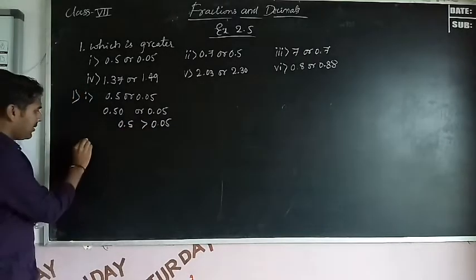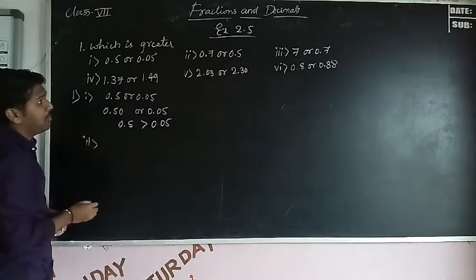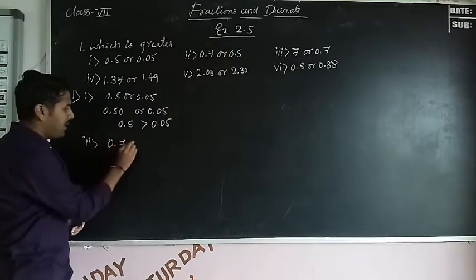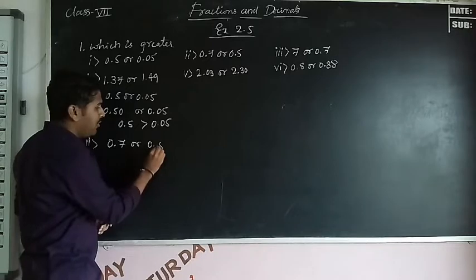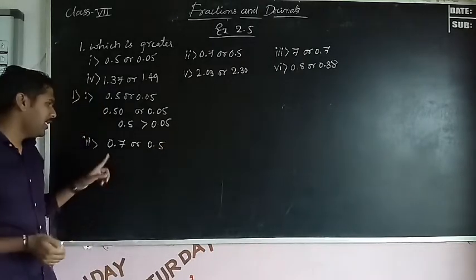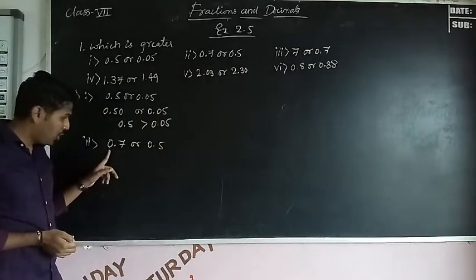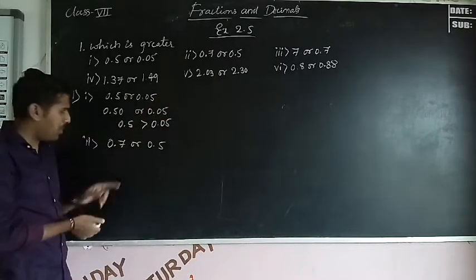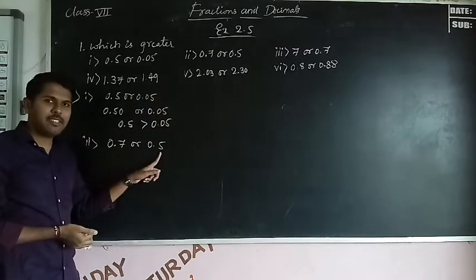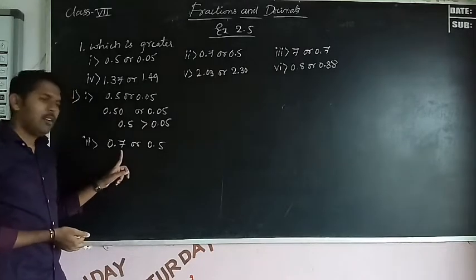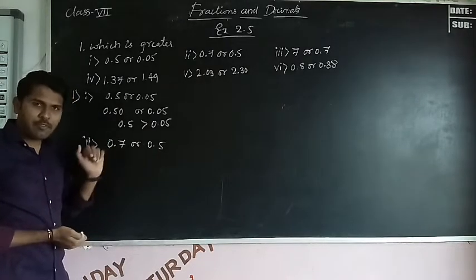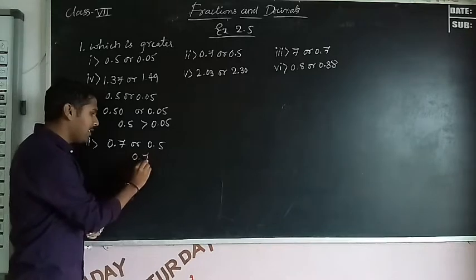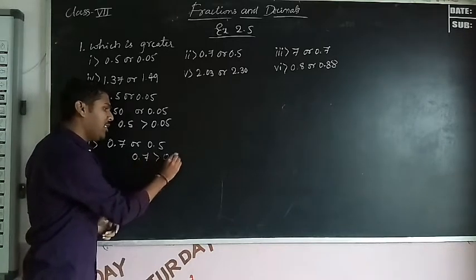Okay, so next, second one, 0.7 or 0.5. Here first check the whole number part. Here 0 is there, here 0 is there. So check the decimal part. Here 7 is there, here 5. Which one is greater? Obviously 7 is greater than 5. That means 0.7 is greater than 0.5.